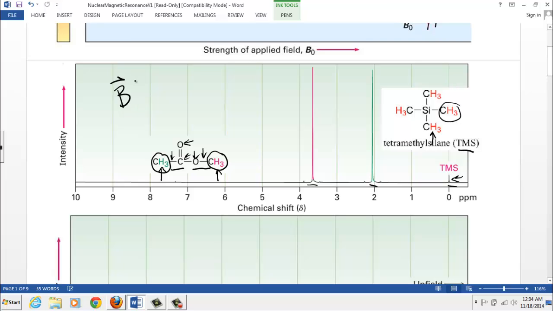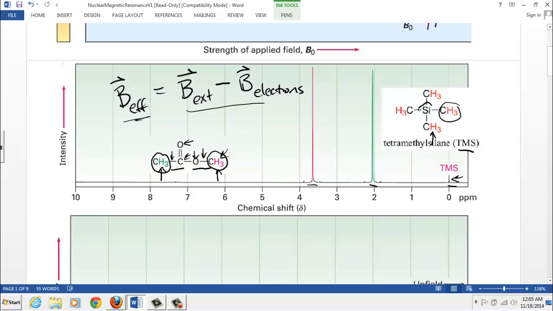B is the usual symbol for magnetic field. The effective magnetic field of each hydrogen is equal to the external field, so the NMR's magnet, the external field, and then that magnetic field is reduced in strength by the electrons that are nearby that nuclei. Okay, and so the more electrons adjacent to the hydrogen, the less the field strength. There'll be a smaller effective field strength.